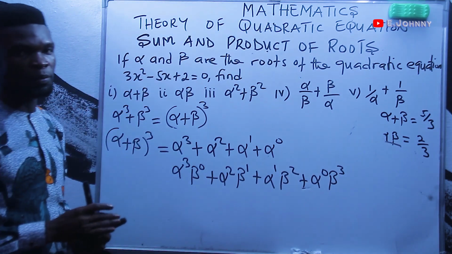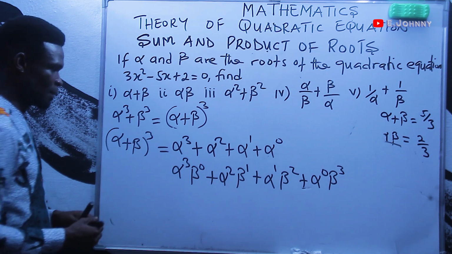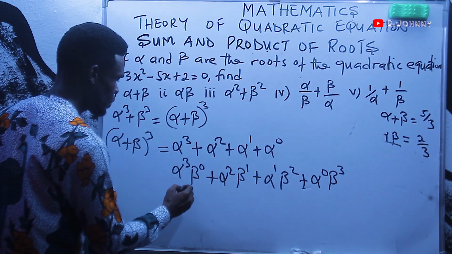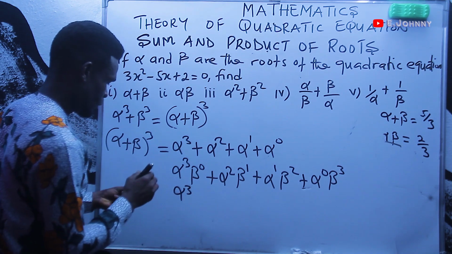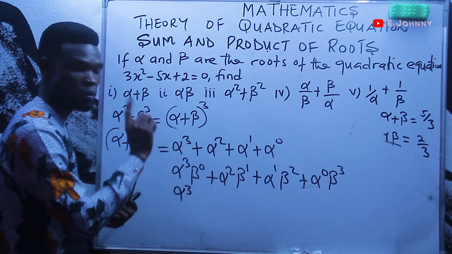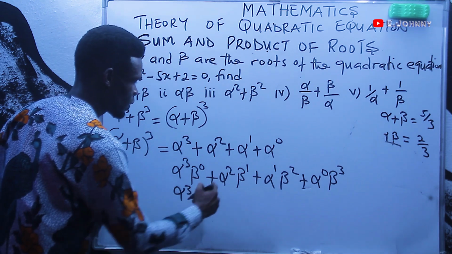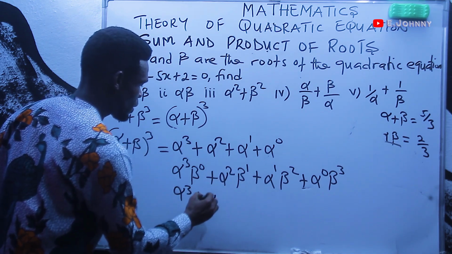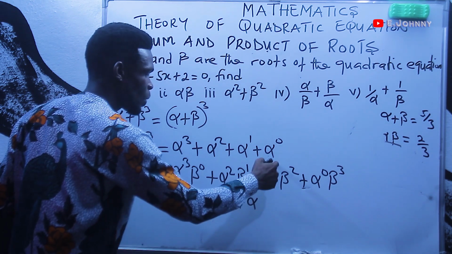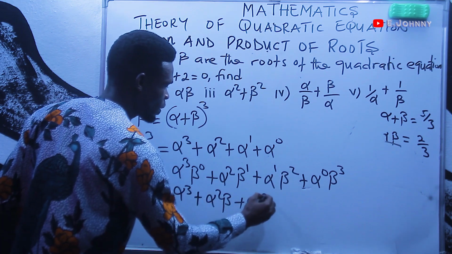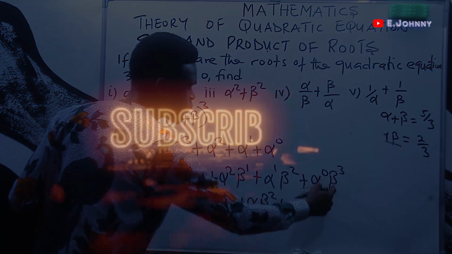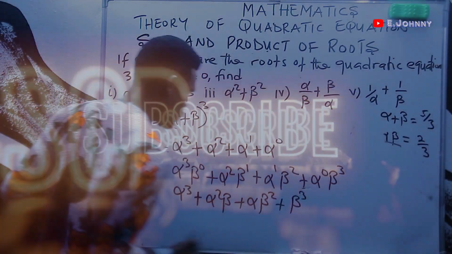Watch my video on binomial expansion so you really understand this. Okay, let's finish it. So this will now be alpha cube, beta raised to power 0. Anything raised to power 0 is 1, so this is gone. Plus alpha square beta, plus alpha raised to power 1 is the same thing as alpha, then beta square, plus alpha raised to power 0 is 1, times beta cube, which is beta cube.